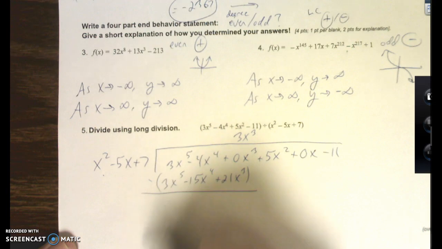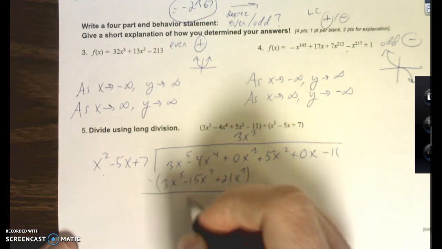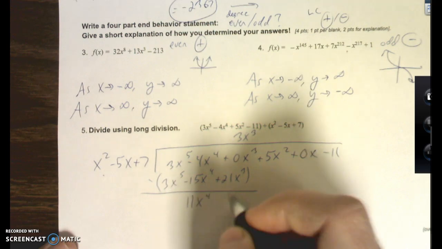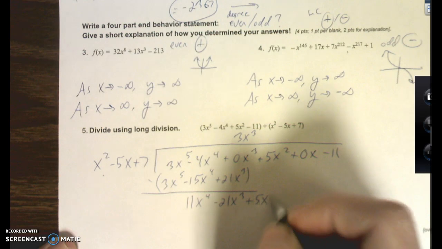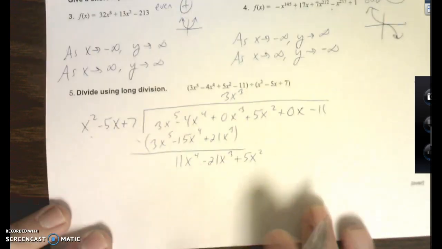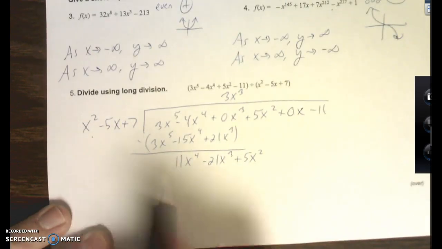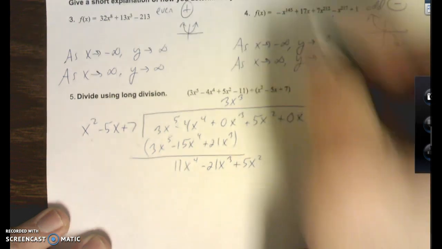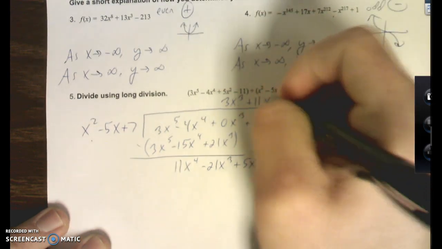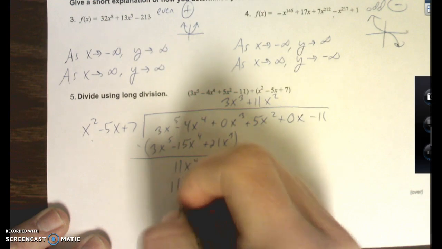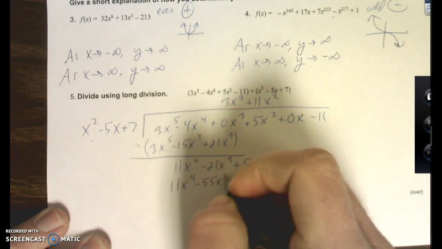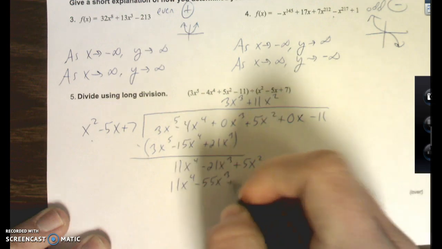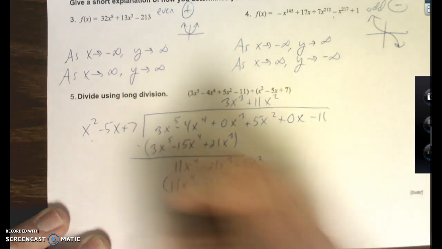Okay, if I subtract them, they cancel out. Here, I would get positive 15 minus 4 is 11, and that would be minus 21x to the 3rd, and I bring down my next term. Okay, what times x squared gives you 11x to the 4th? Well, 11x squared. Alright, so I'm going to get 11x to the 4th minus 55x to the 3rd plus 77x squared.